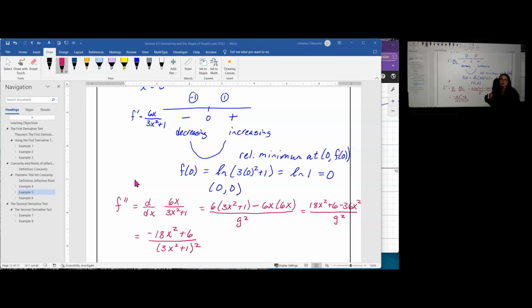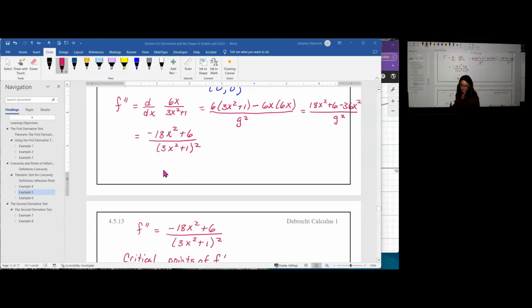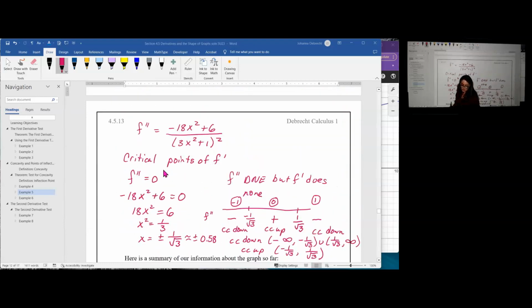Now we need to find the critical points of the first derivative, where the second derivative changes sign or is undefined, but the first derivative is defined. To do that, I set the numerator equal to 0, and I got plus or minus 1 over the square root of 3, which is pretty close to plus or minus 0.6. There's no place where the denominator is undefined, so the second derivative always exists.